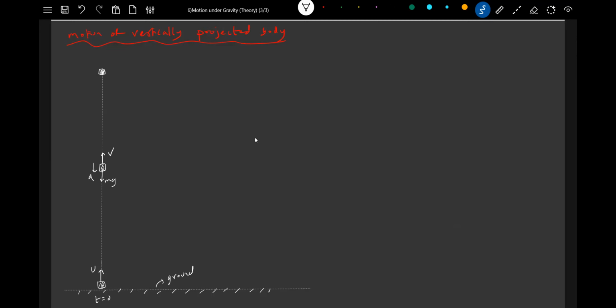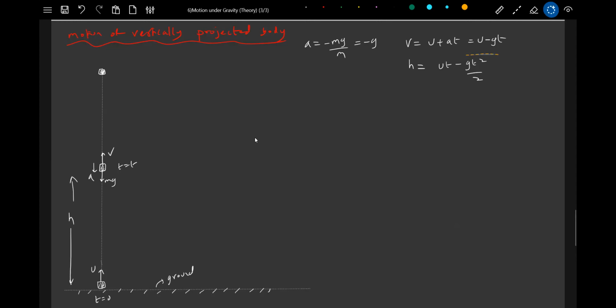Let's calculate that retardation. The retardation a is equal to minus mg by m. Why that negative sign? Because that force is acting opposite to the direction of motion, so it will undergo retarding motion. Therefore this will become minus g. So what are the equations of motion? Now v equal to u plus at, that is, u minus gt. What about the height ascended? At any time t, the height ascended h equal to ut minus half gt square.